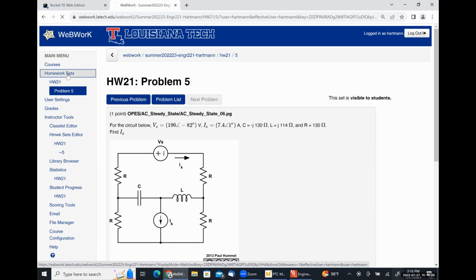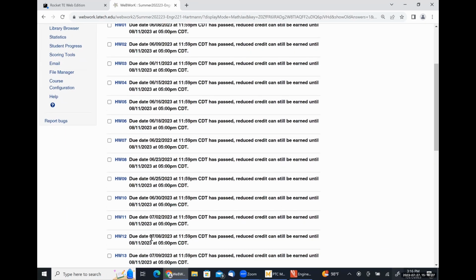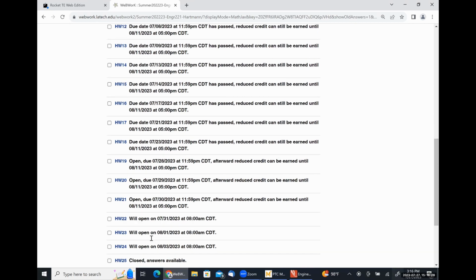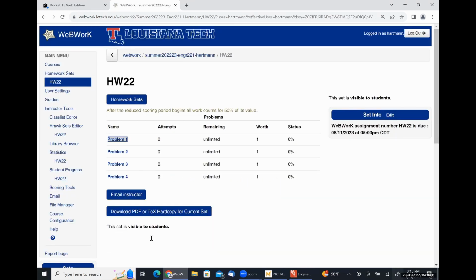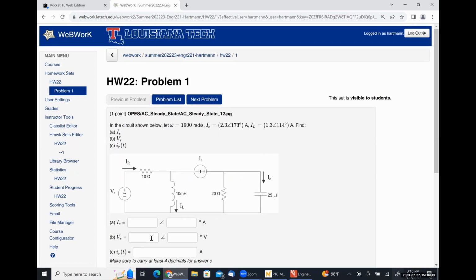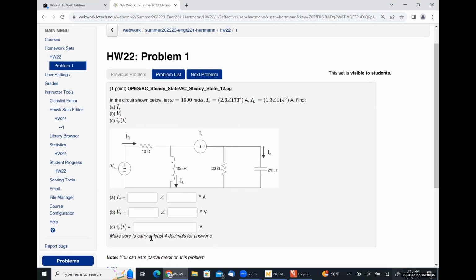Let me look at homework set 22 really quickly, just while we're at it. I think this is getting into instantaneous power and all that kind of stuff. So we have a circuit to analyze, finding IR and IL, right? Finding IS and VS given IL and IC.